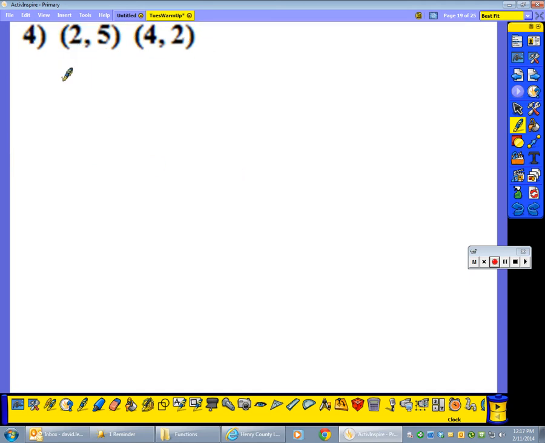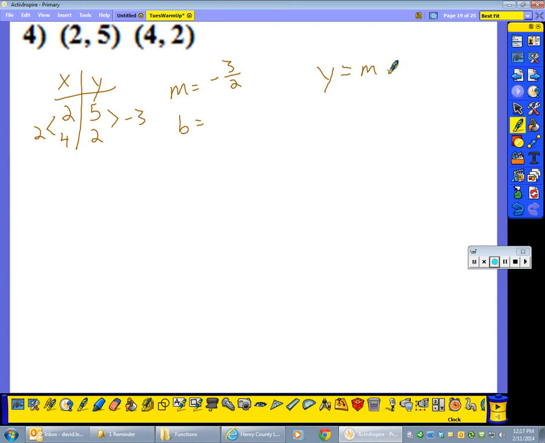Number 4, we're going to create a little table. We've got 2 and 5 and 4 and 2. My y values are decreasing by 3, but my x values are increasing by 2, which means that my slope is -3/2. And I'm going to find out what my y-intercept is, mx plus b. I'm going to sub in this -3/2 for m, and I'm going to sub in 2 for x and 5 for y, so it'll look like this.